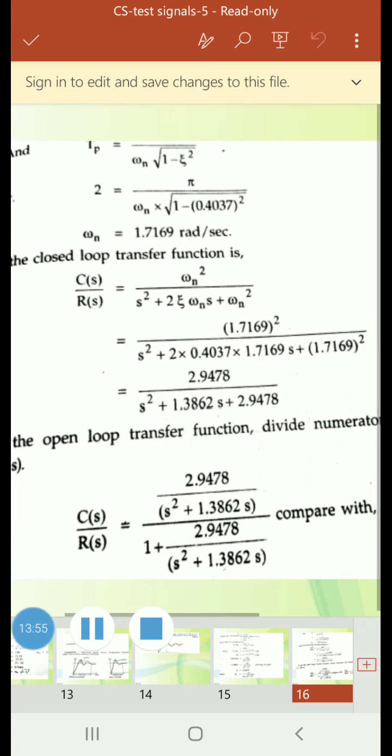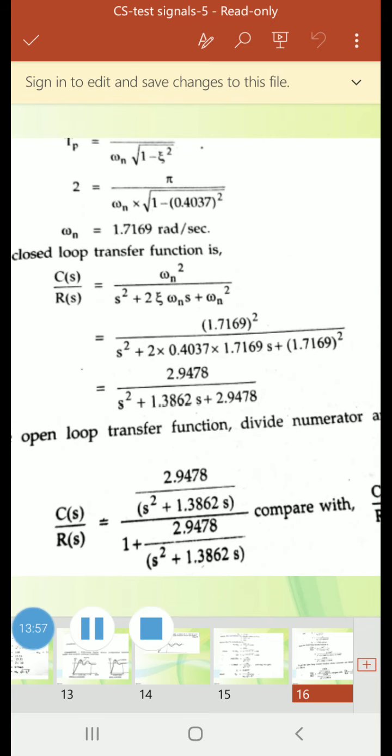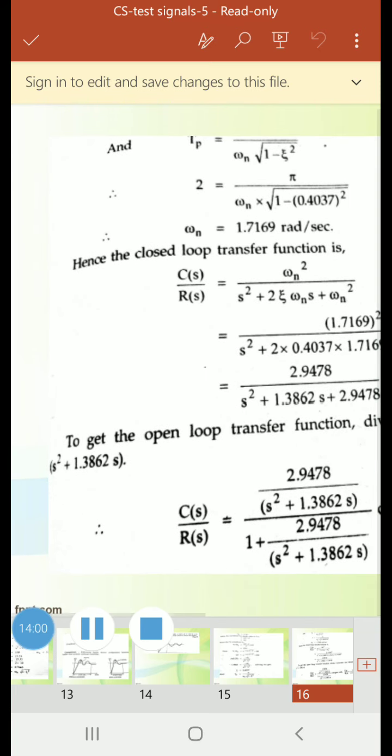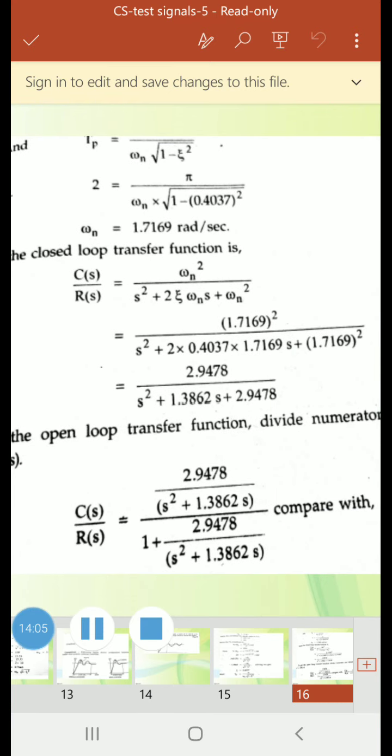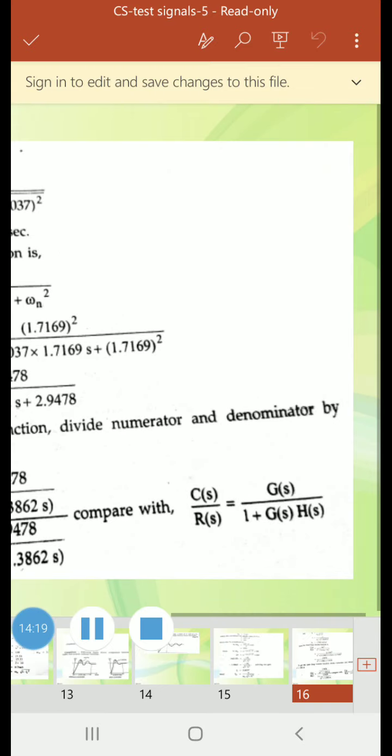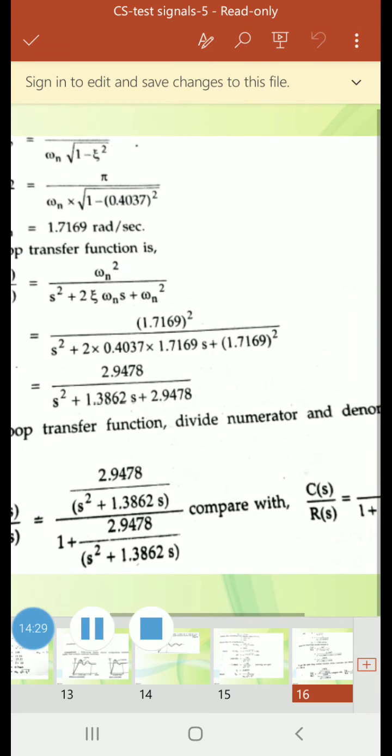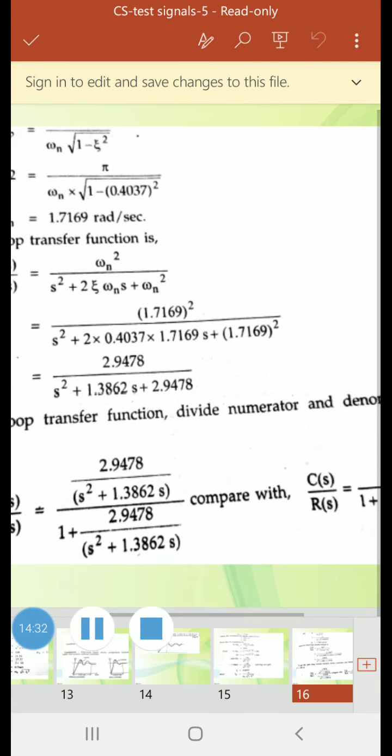To get the open loop transfer function, divide numerator and denominator by S square plus 1.3862 S. So, C of S by R of S is 2.9478 by S square plus 1.3862 S, by 1 plus 2.9478 by S square plus 1.3862 S. So, compare with C of S by R of S, which is equal to G of S by 1 plus G of S into H of S. So, you got how C of S by R of S will be determined, G of S by 1 plus G of S H of S. So, we have to compare this with this equation.